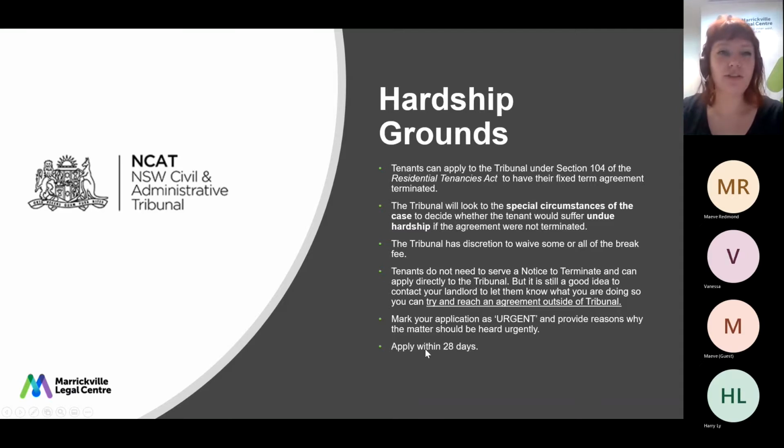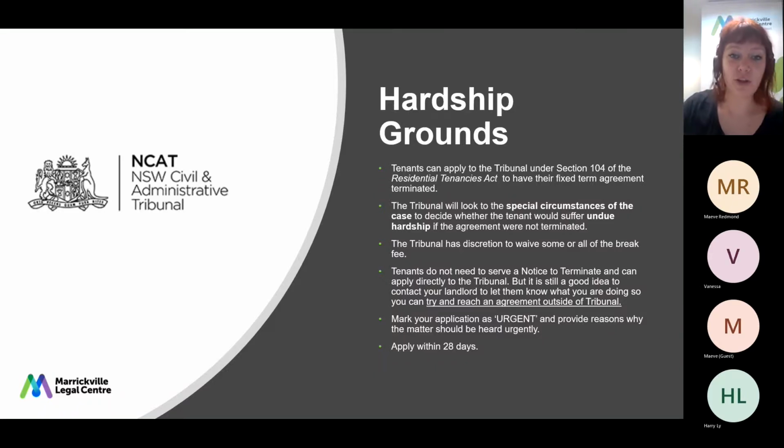Hardship grounds. So this is kind of the last resort. I don't encourage people to go through hardship grounds as a first resort for a few reasons. The first one being that it is much better to write that initial email to your landlord asking that they waive the break fee. And secondly, because these things can be quite delayed.